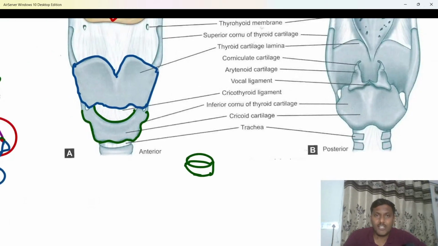So the two cartilages which are present on the external surface of the larynx, or I can say which forms the external structure of the larynx. एक हो गया तुम्हारा thyroid cartilage, second is your cricoid cartilage.